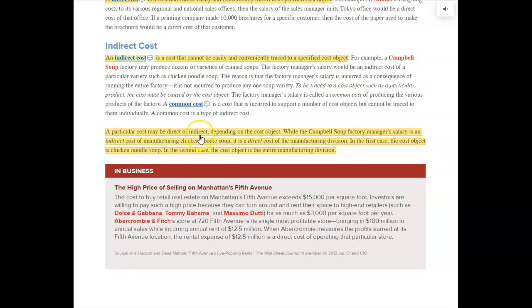So for example, while the company's soup factory manager's salary is an indirect cost of manufacturing the soup, it's a direct cost of the manufacturing division. So if that person oversees manufacturing in general, then that is a direct cost to manufacturing. But to manufacture a specific product among many products that you're manufacturing, it's going to be an indirect cost to a specific product, like in this case, chicken noodle soup. It'd also be an indirect cost to tomato soup that Campbell produces. But when you look at manufacturing overall, it is a direct cost to the manufacturing division.